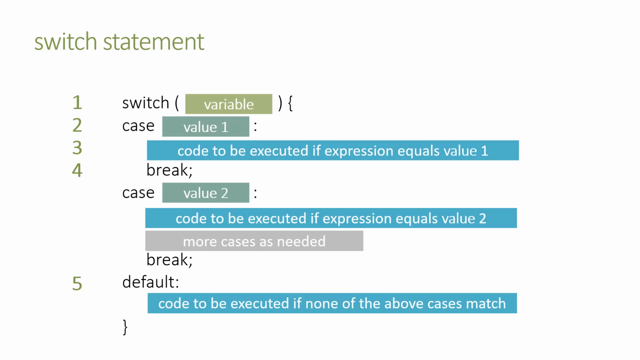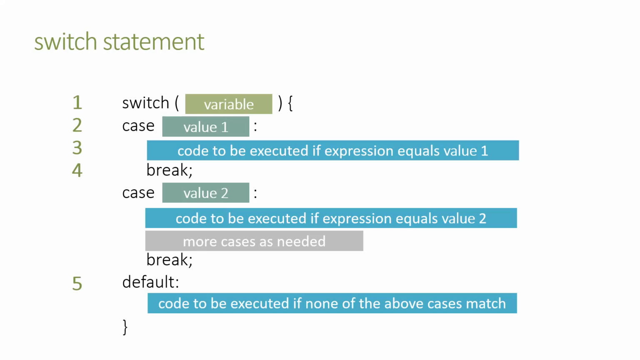3. Executing code for a case. After each case label, you put the code that should run if the variable matches that case. It's like saying, if the variable is value 1, do this. 4. Breaking out. At the end of each case's code, you usually put a break statement. This tells the program to jump out of the switch block once it's done with that case. If you don't put a break, the program will just keep running into the next case, which can be useful sometimes.